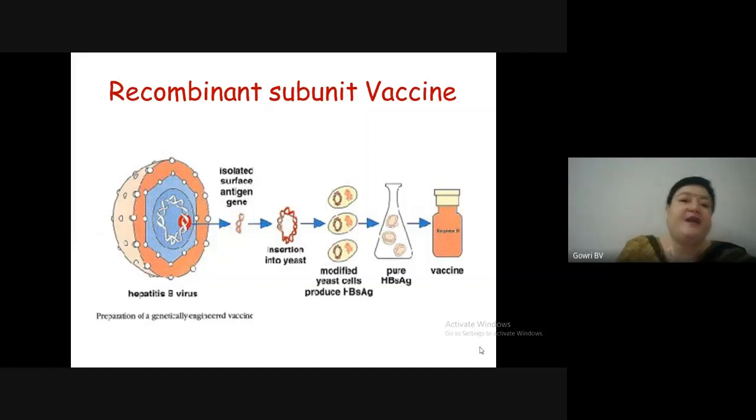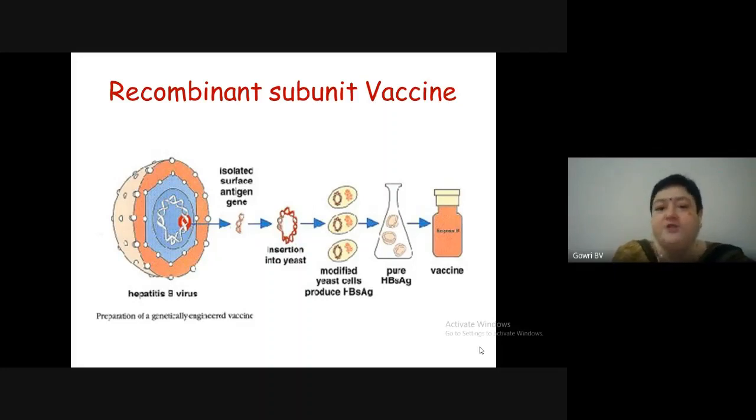So this picture very clearly tells you how these recombinant subunit vaccines are produced for hepatitis virus, that is, preparation of a genetically engineered vaccine. You have the hepatitis B virus on the left hand side with DNA depicted or circled in orange color, which is the isolated surface antigen gene. So you are isolating the surface antigen gene, that is the HBsAg coding gene from the hepatitis virus, and inserting it into a yeast cell.